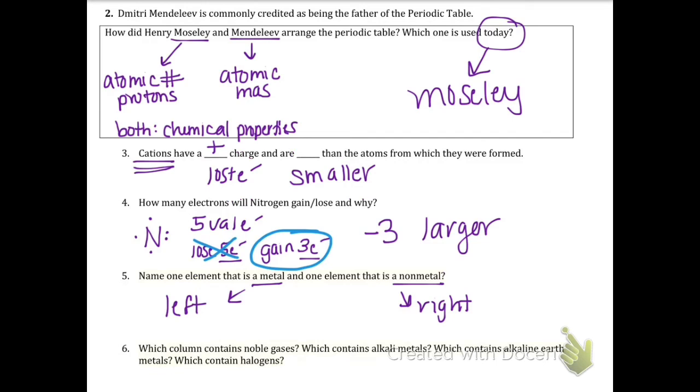Which column contains your noble gases? That would be the 8th column. Alkali metals are in our 1st column. Alkaline earth is in our 2nd column, and halogens are in our 7th. Make sure you know which column goes with which family.